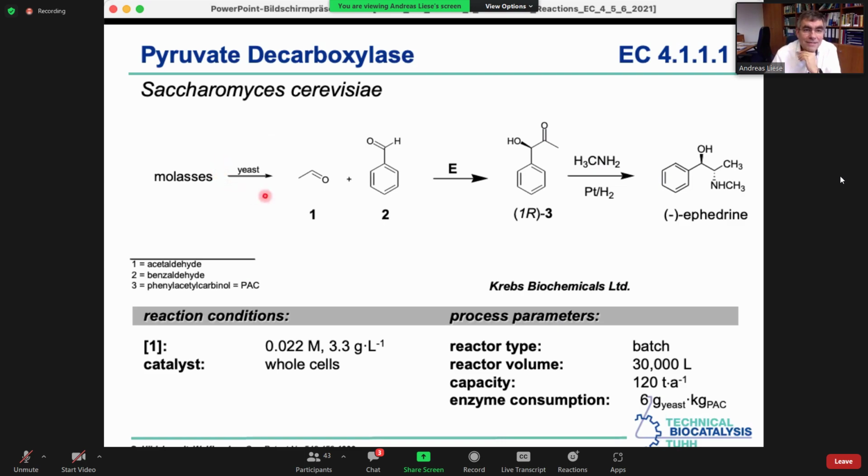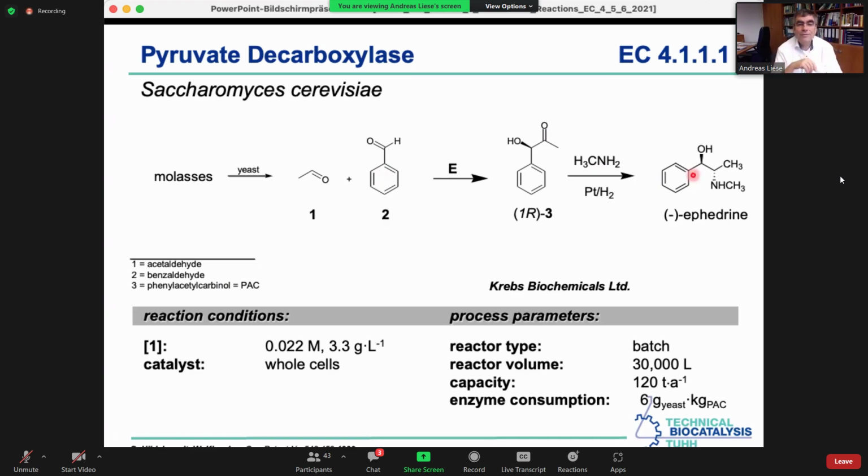Okay, and that in the end is what's going on in the yeast. The yeast is using molasses and pyruvate, generating this acetaldehyde, number one. But the enzyme does have a second function, as most of the decarboxylases do. It can also be used for synthesis, and it need not be carbon dioxide. It can also be a second aldehyde, what you see. So we see acetaldehyde reacting here with benzaldehyde, in a chiral manner, so that we get phenylacetylcarbinol as an immediate precursor for ephedrine.